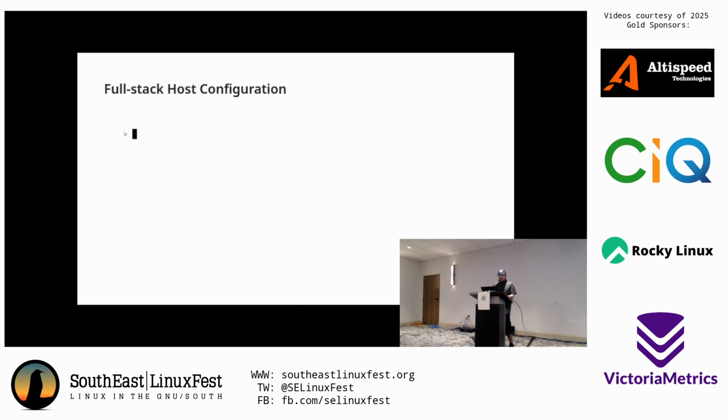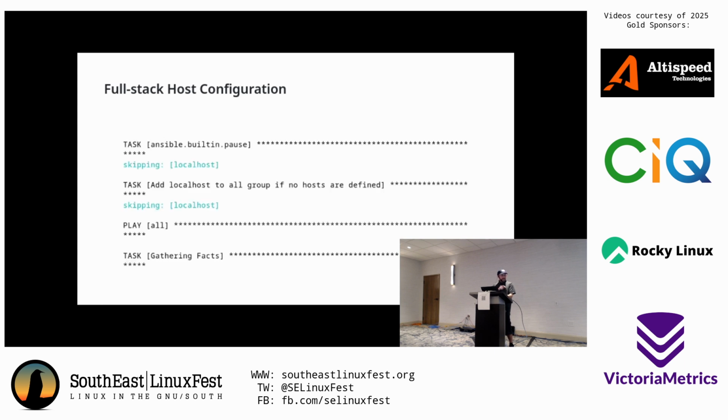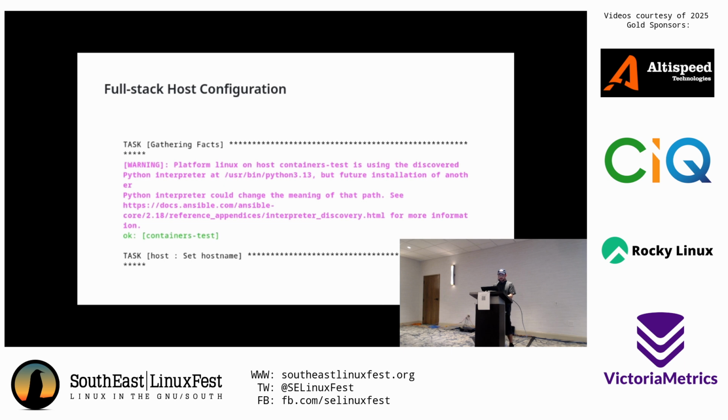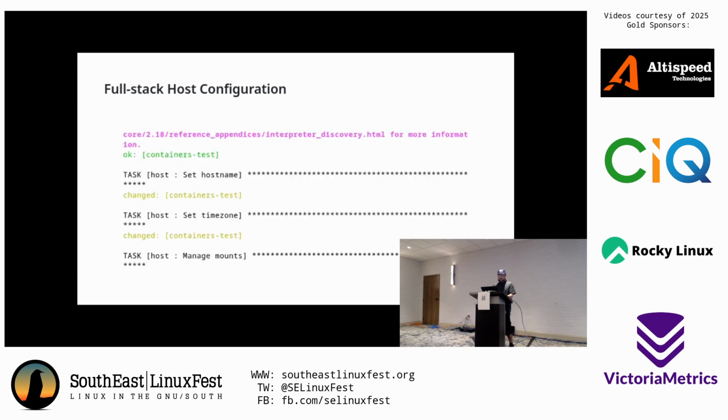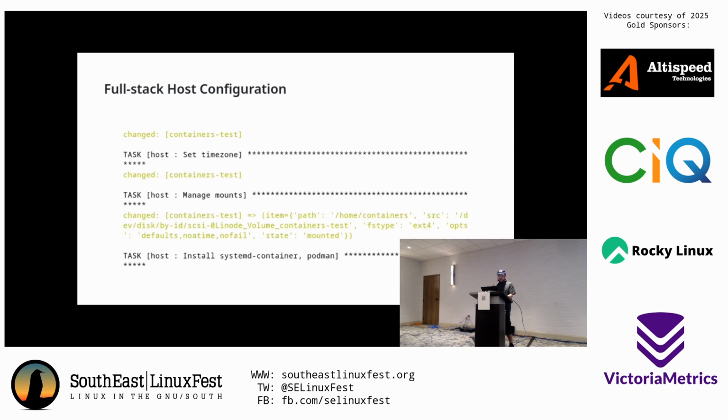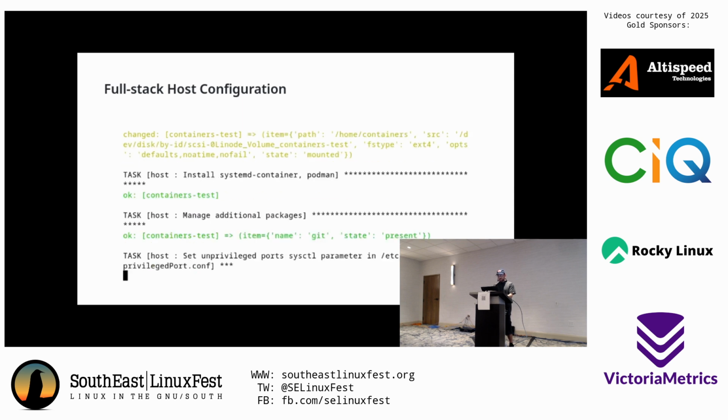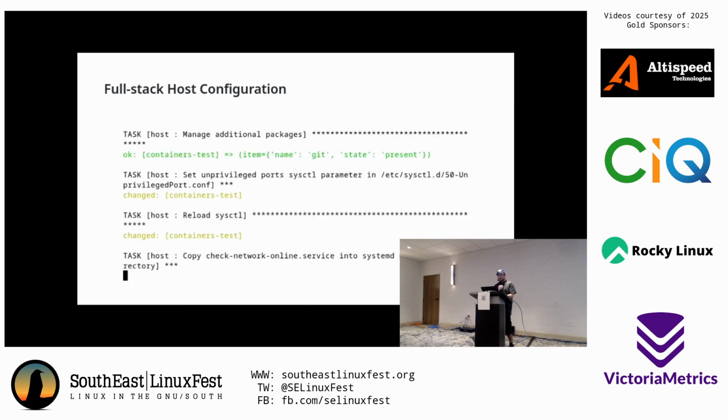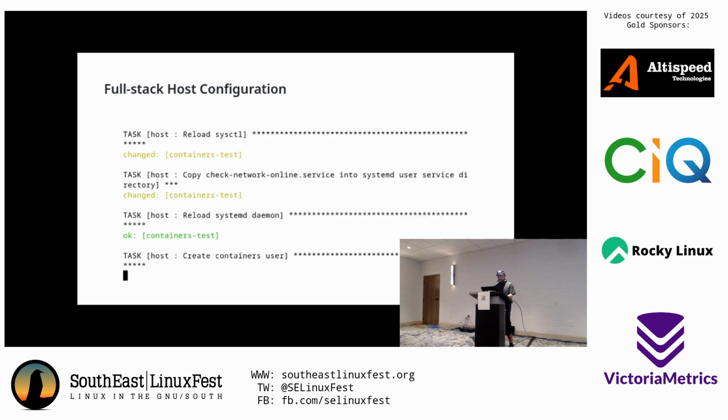So here is us configuring a host completely from scratch, just using the host automation against that inventory you just saw. You can see we're setting the host name, setting the mounts. It's actually mounting as well as setting the fstab. Installing packages, unprivileged ports, reloading sysctl after the port's changed. It created that network-online service. We didn't talk about that, but it created the service for us. Doing the linger stuff that it just scrolled by way too fast.